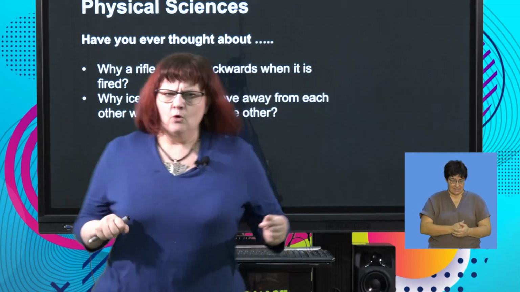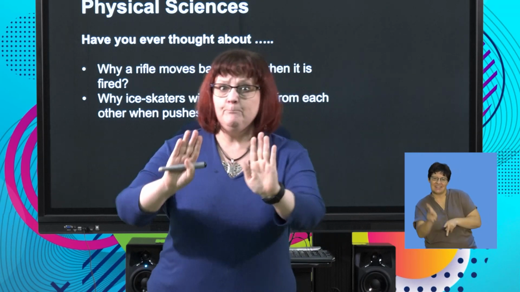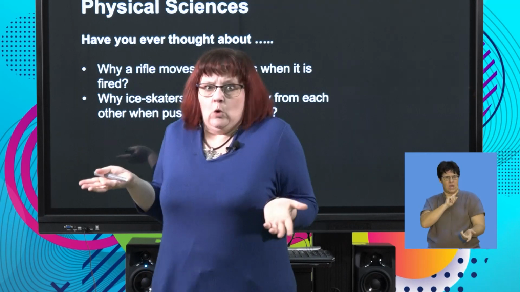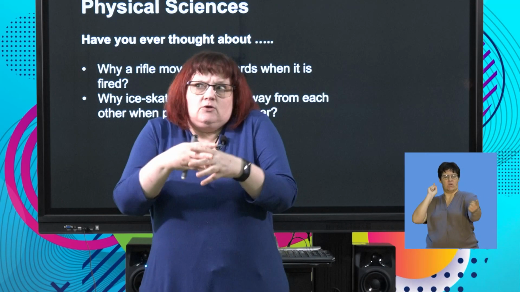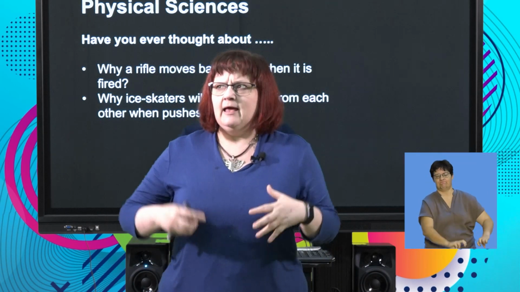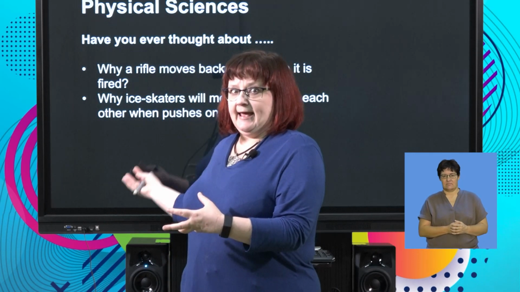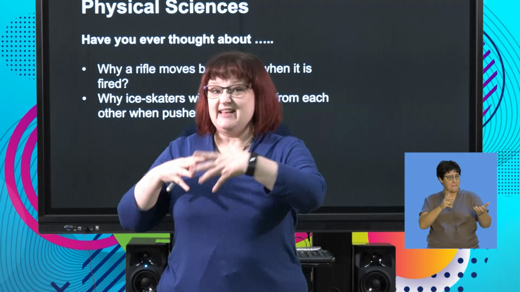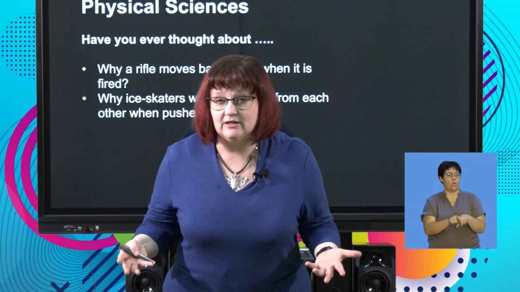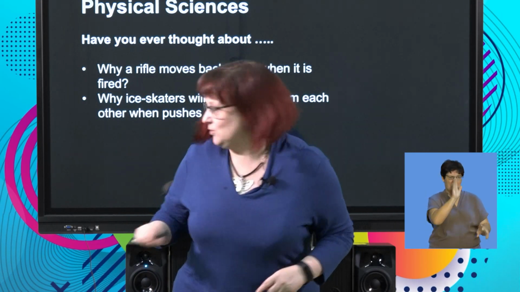And also, when you have ice skaters on ice and they push against each other, why do they go backwards? Why do they move apart? What is it that causes that? These are all things we're now going to investigate. With the rifle, that's an explosion. The ice skaters are also an explosion, but we could have a collision there as well. With the way I ice skate, it would be a collision, but we're not going to worry about that.